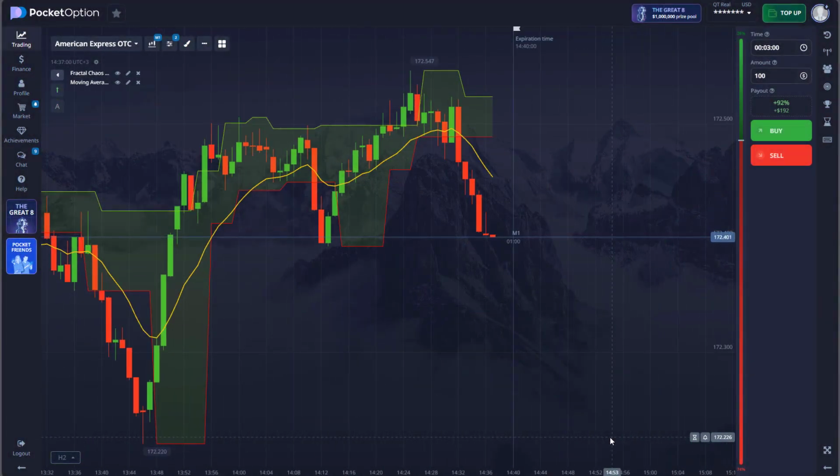So the strategy for Pocket Option Fractal Chaos Bands can become a good basis for making a profit in binary options trading. With its help, it is quite easy to determine not only the promising direction of the transaction, but also the moment to buy options. An additional filter in the form of a moving average in combination with the rules of the advanced version will allow you to make a profit not only from breakout transactions, but also from a rebound along the trend.